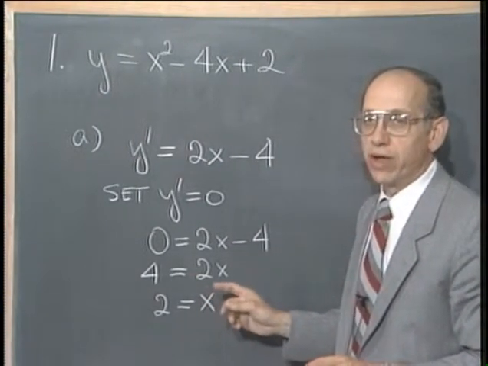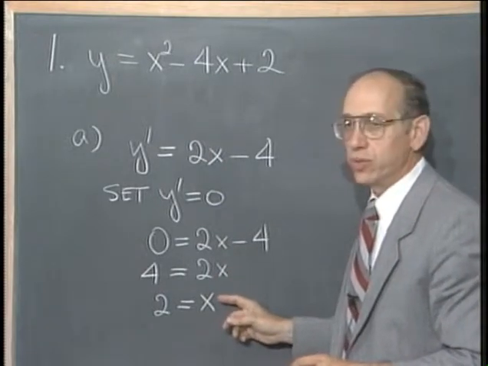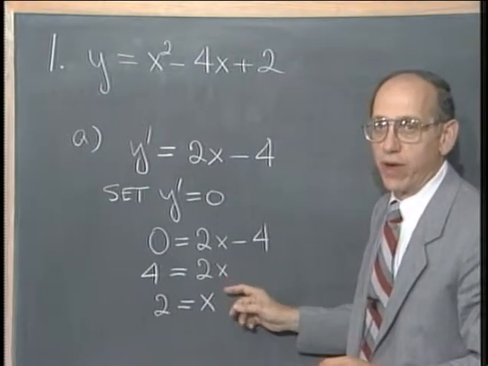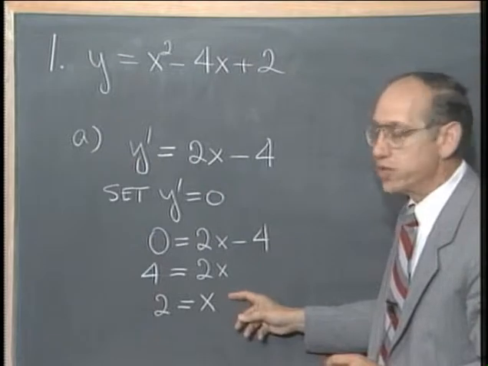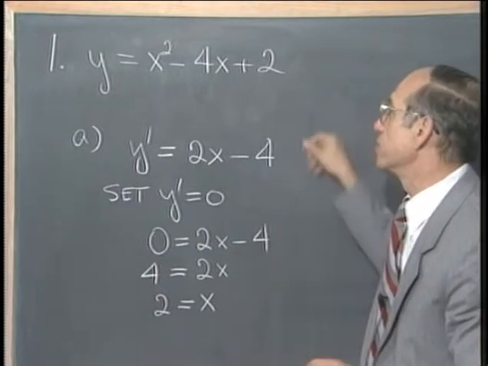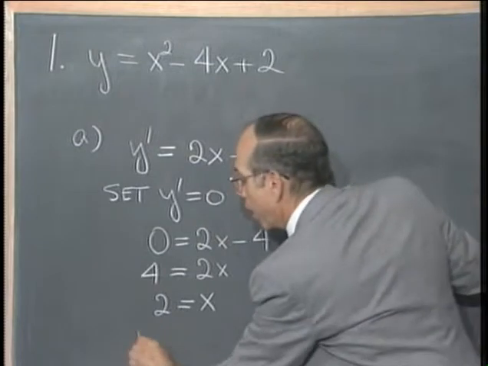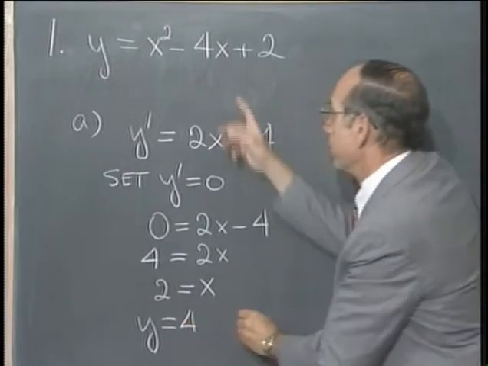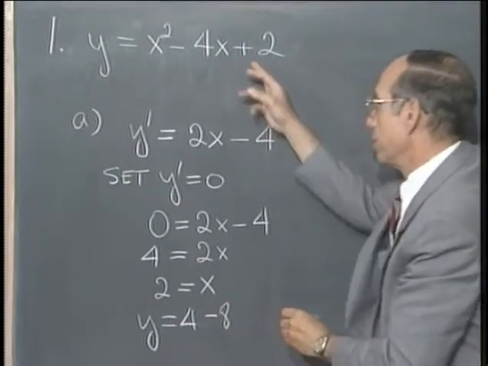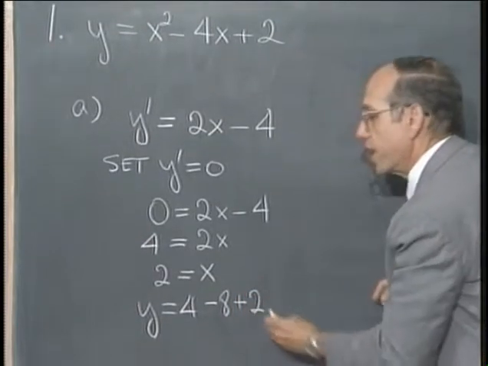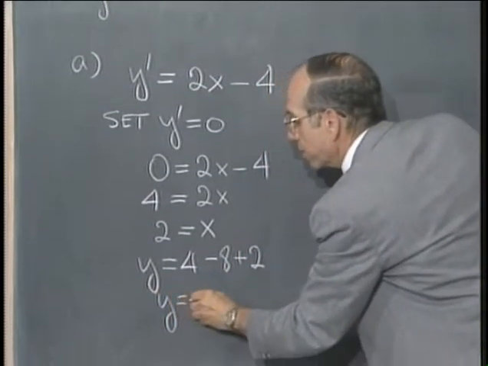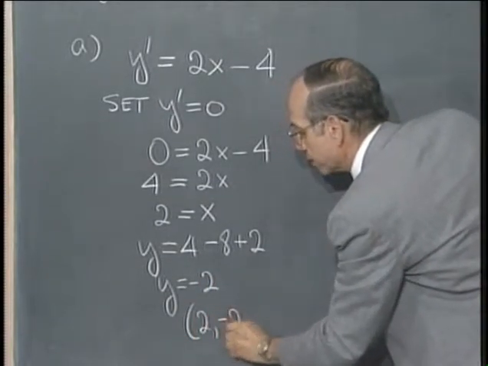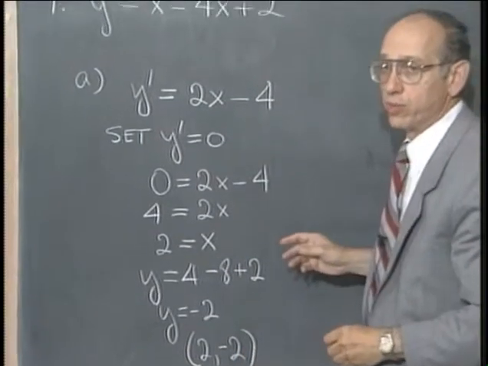The critical point on the curve is the point where x is equal to 2 and y is equal to whatever the corresponding value is on the curve. That we're going to have to calculate from our original equation for y in terms of x. That is this equation. So y is equal to x squared, that's 2 squared is 4, minus 4x is minus 8, plus 2. Or in other words, at this point, y is equal to minus 2, and we would say the critical point is (2, -2). There's only one critical point for this graph.